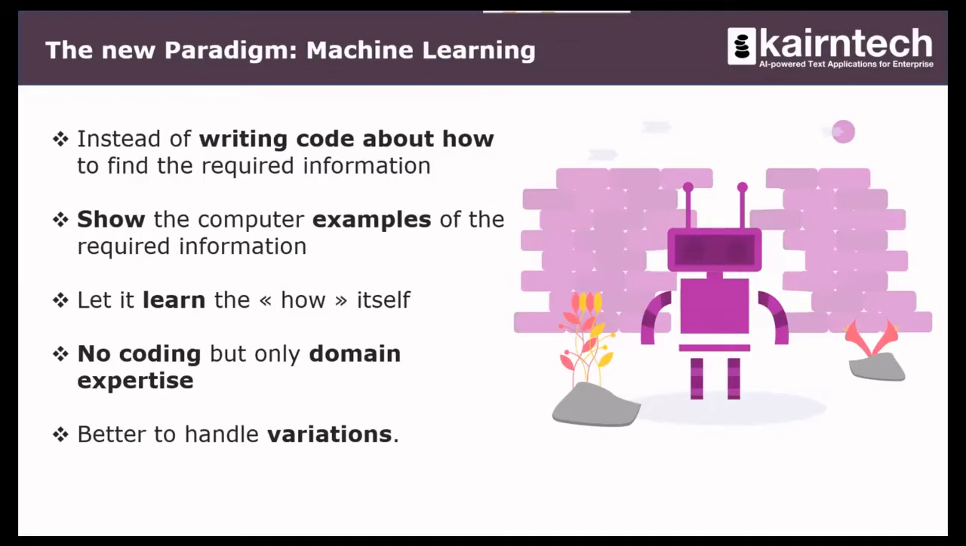But there's a new paradigm, as we all know. Machine learning shifts the whole task around. It's not about writing code, but it's about showing the machine examples of what you're interested in, and then letting the machine learn itself how to extract that. So you don't need to code, you just need domain expertise. And it turns out that this is much better to handle variations.